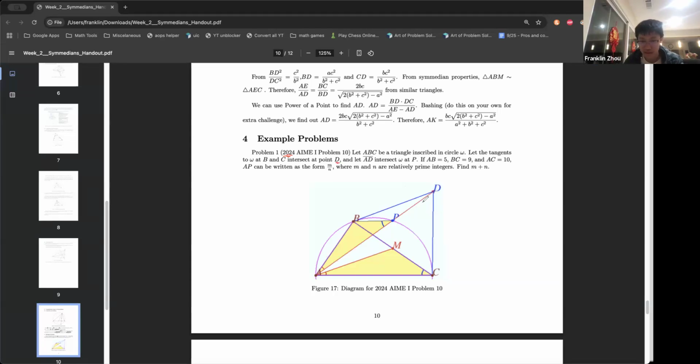But hopefully you see this if you've memorized it. And then you'll see that AD intersects omega at another point, P. And then it gives you a few lengths of triangle ABC, and it wants you to find AP. And good thing we just covered some Symmedian point bashing, because you can go through the first few steps of it to find AP. Okay, so let me pick it up from there.